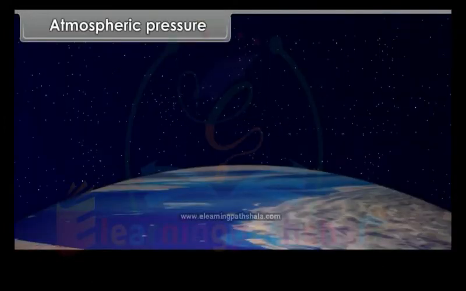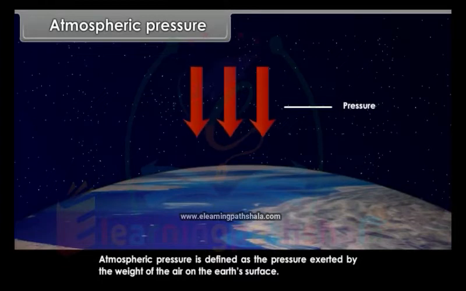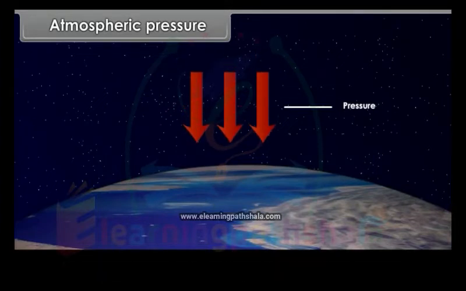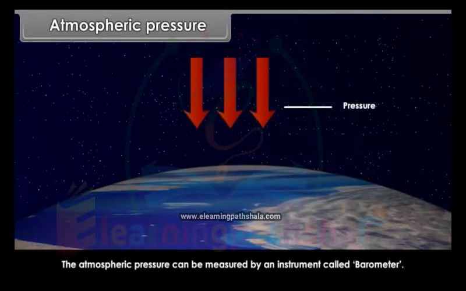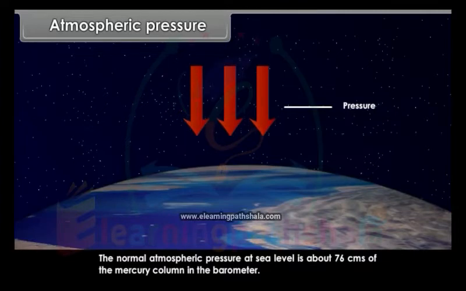Atmospheric pressure. Atmospheric pressure is defined as the pressure exerted by the weight of the air on the Earth's surface. The atmospheric pressure can be measured by an instrument called barometer. The normal atmospheric pressure at sea level is about 76 centimeters of the mercury column in the barometer.